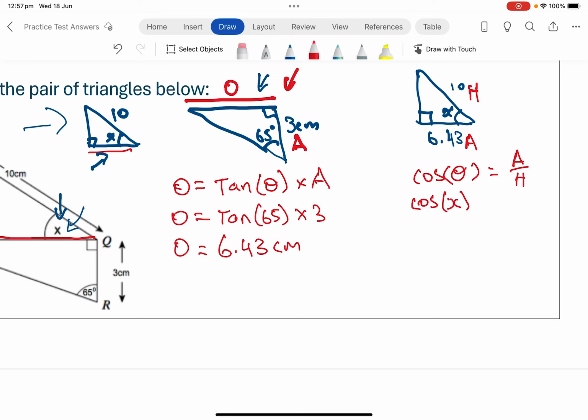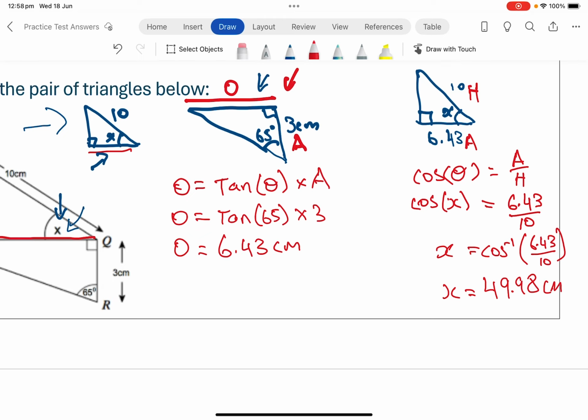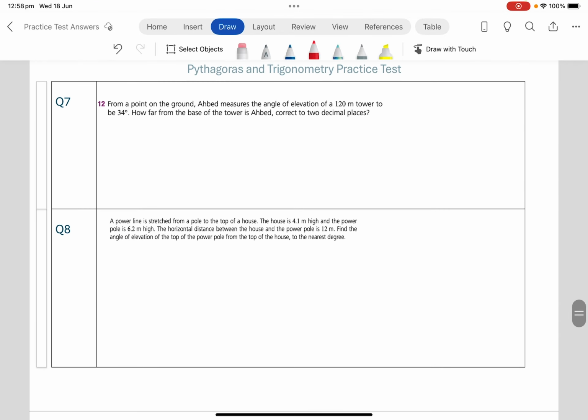Right, in this case, theta is x, right? The angle is x. Adjacent side is 6.43, hypotenuse is 10. Remember, the opposite of cos is inverse cos, same way that it was with that tan earlier. So we do cos inverse of 6.43 over 10. Putting this in the calculator, once again, I have to hit shift before I hit cos to get the cos inverse. I will get 49.98, and our units are centimeters. Lovely.